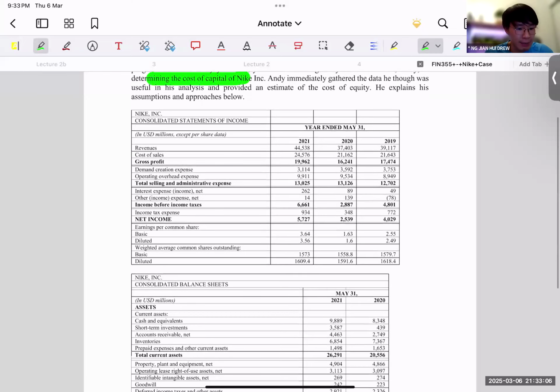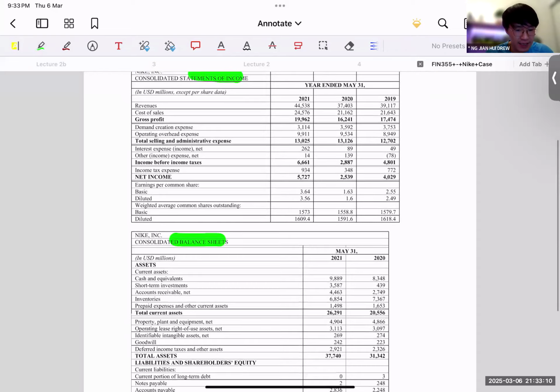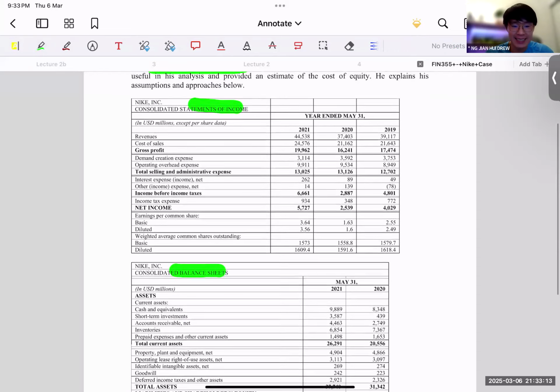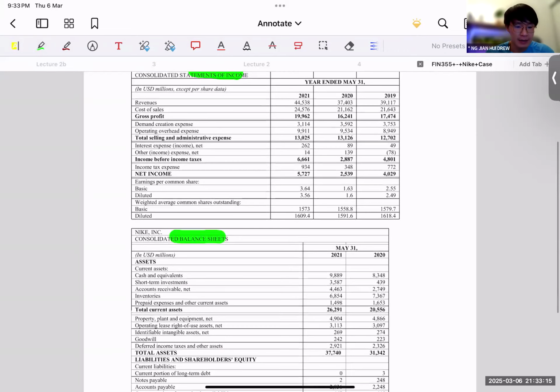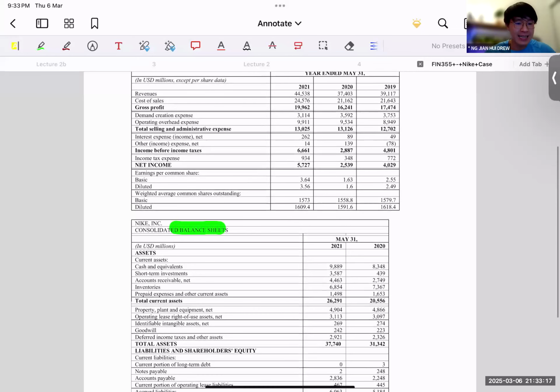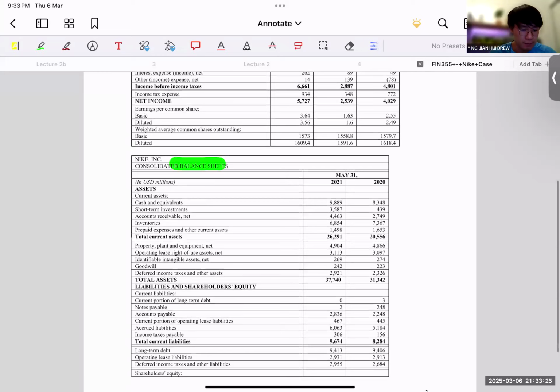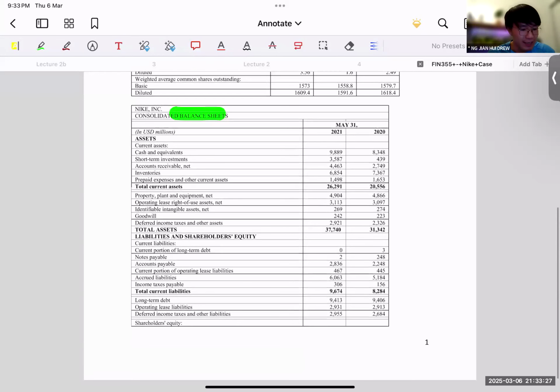So we have our income statement here and our balance sheet here. These figures are picked from our SEC filings. We have all our standard items: gross profit, net income, earnings per share, diluted earnings per share, and our balance sheet. Do you see here?